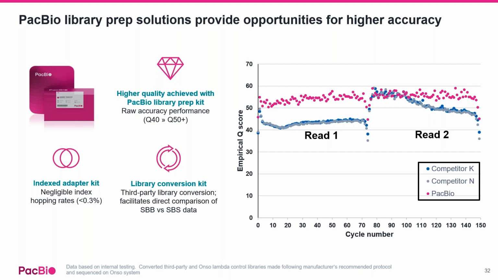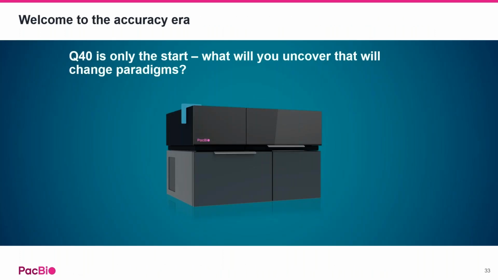So with this improvement, now we're seeing raw read accuracies boosted from around Q40 to Q50 using our native library prep solutions that reduce the number of library prep errors and artifacts, which to our best knowledge have not been addressed with commercially available library prep systems. So with our index adapters, really delivering on negligible index hopping rates, and a library conversion kit that enables easy comparison with existing data at still Q40 plus quality, we believe you have a choice. And the choice is flexibility on whichever applications you need to run. And it's all done at extraordinary levels of accuracy.